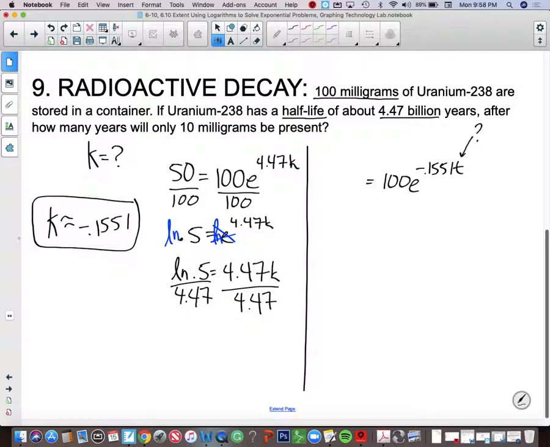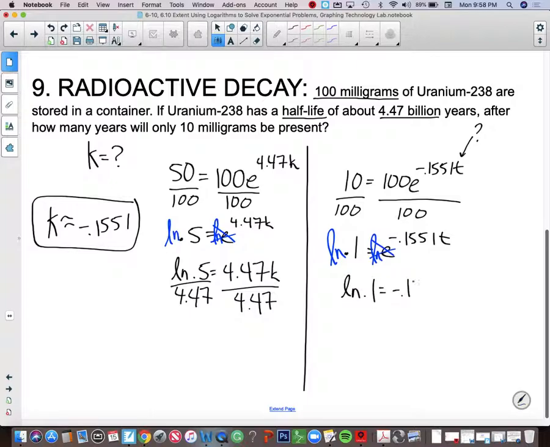And we're looking to figure out how long it takes for our 100 to turn into 10. So divide both sides by 100. And this is 1/10 on the left, or 0.1, equals E to the negative 0.1551 T. So now we need to natural log both sides again. That gets rid of the E. We got natural log of 0.1 equals negative 0.1551 T. So divide that out. And then we can throw that puppy in our calculator and we'll get the answer.